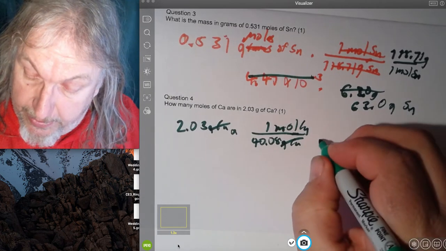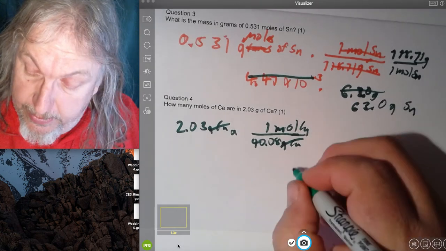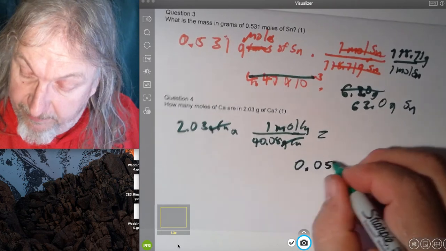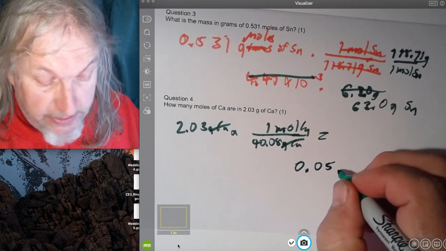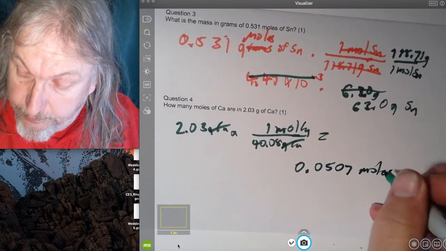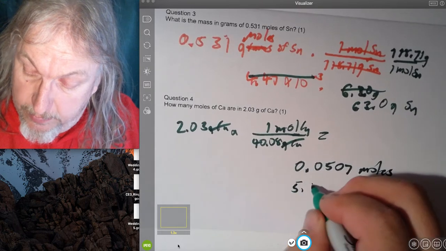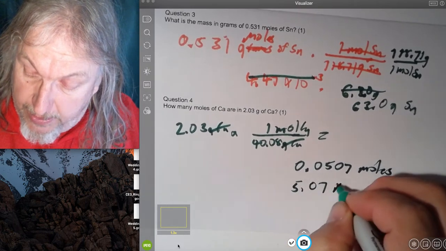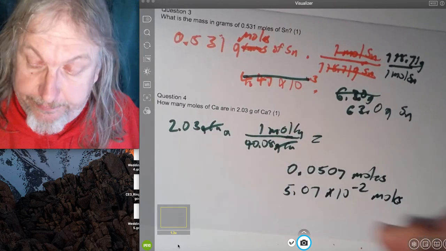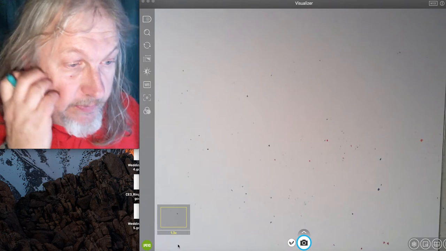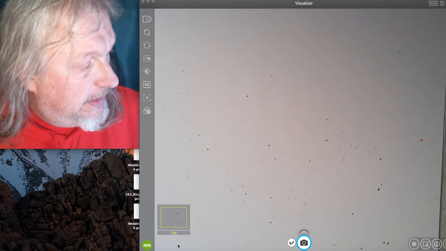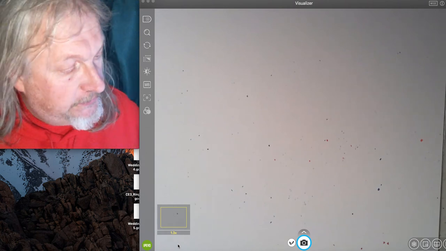Or I can go ahead and put that into regular numbers. Now I've got to put 3 sig figs. Or I could write it like this: 5.07 times 10 to the minus 2 moles. Either one would be correct. So we got the first 2 problems going, and we're still cooking along here. All right. I don't have my timer now.